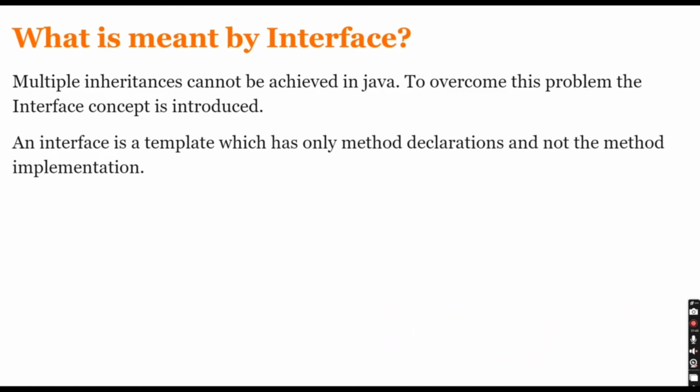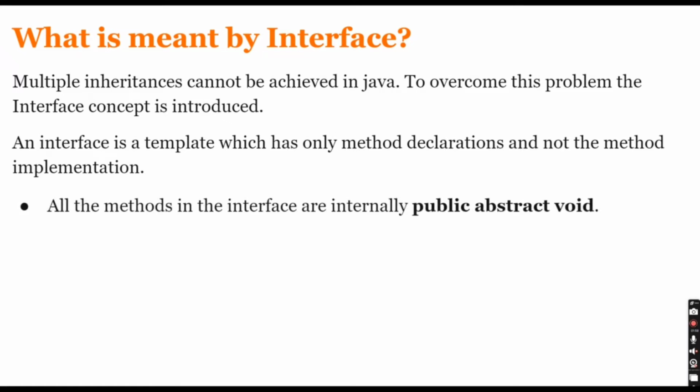An interface is a template which has only method declarations and not the method implementation. So what does it mean? It has only abstract methods, because an abstract method has only a method declaration and not the method implementation. So all the methods in the interface are internally public abstract void. So if you don't provide this access specifier, by default it will always be public abstract void.